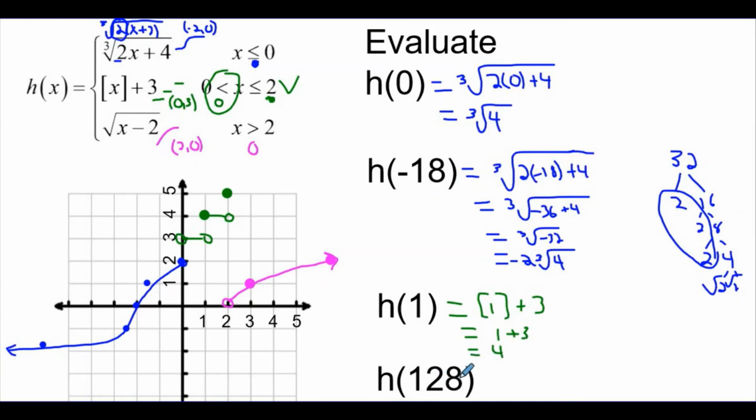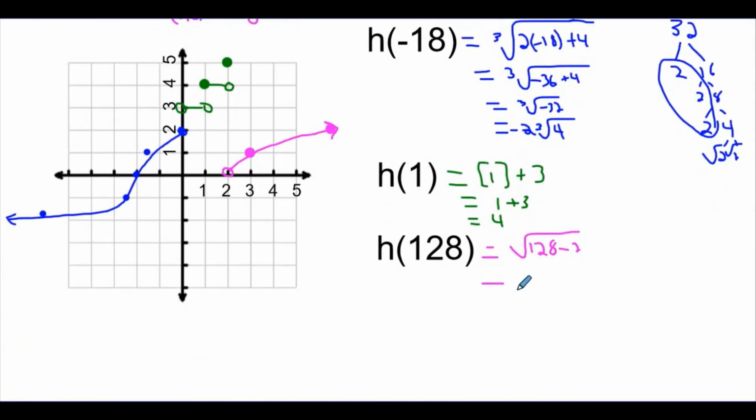So then here I gave an exaggerated number just to try to explain where 128 would go. Well, which one of these domains is 128 valid in? 128 is valid greater than 2. So I will be putting this in here. This is where it's valid. So I'm going to put 128 into the square root of x minus 2. So then I will be taking the square root of 126.